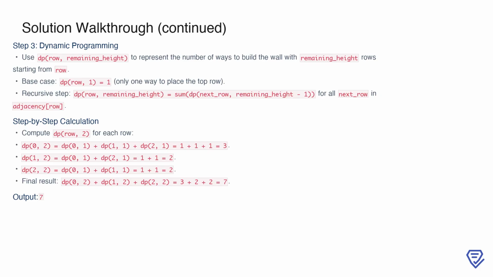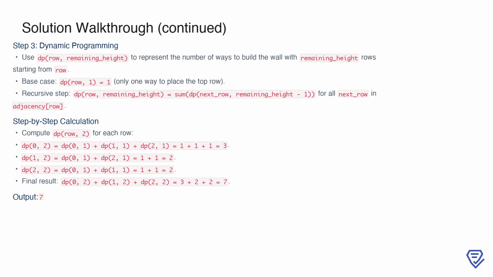Now that we have the adjacency list, we use dynamic programming to calculate the number of ways to build the wall. We define DP[row][remaining_height] as the number of ways to build the wall with remaining_height rows starting from the given row. The base case is straightforward. If there is only one row left to build, there is exactly one way to place the top row, so DP[row][1] equals 1. For the recursive case, DP[row][remaining_height] is the sum of DP[next_row][remaining_height - 1] for all rows next_row compatible with the current row.